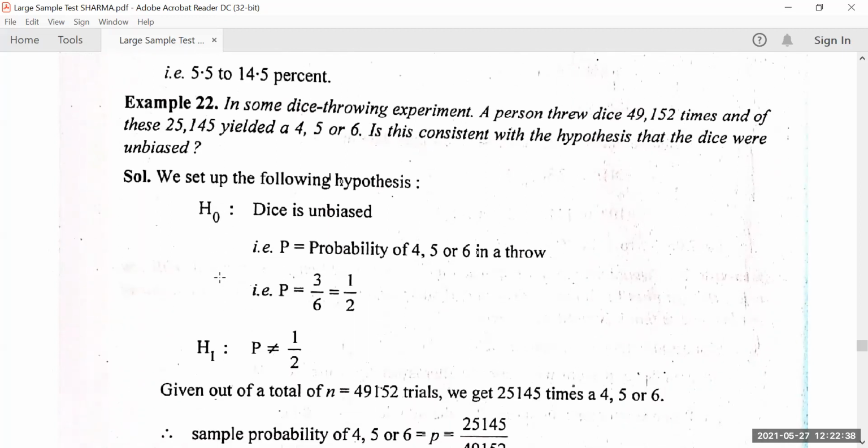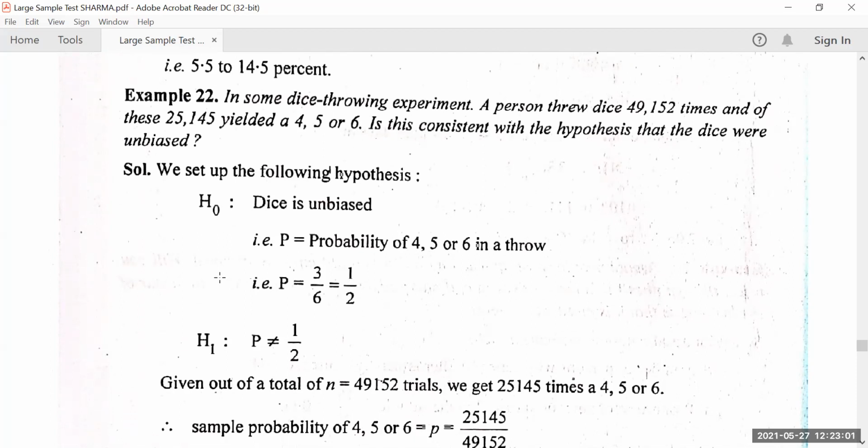Similar questions follow the same logic. In some dice throwing experiment, a person threw dice 49,152 times, and of these 25,145 yielded a 4, 5 or 6. Is this consistent with the hypothesis that the dice were unbiased?